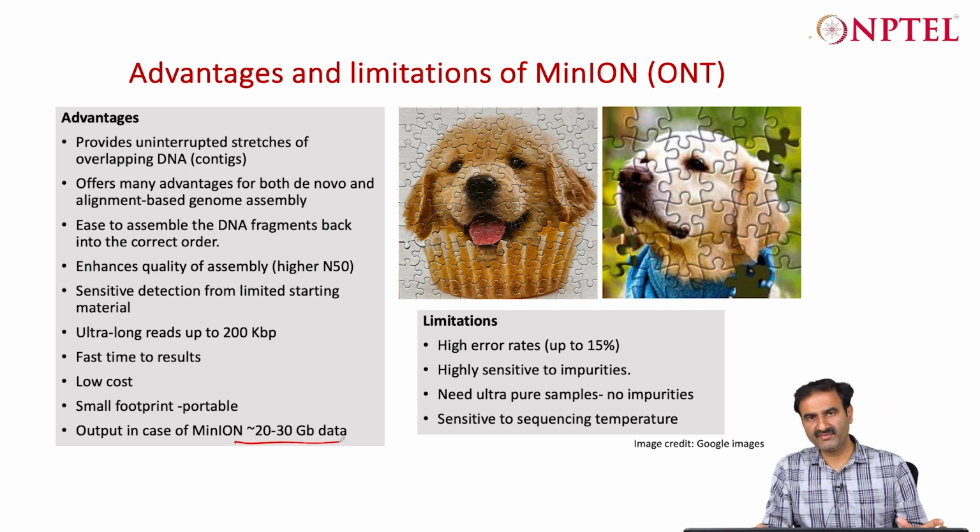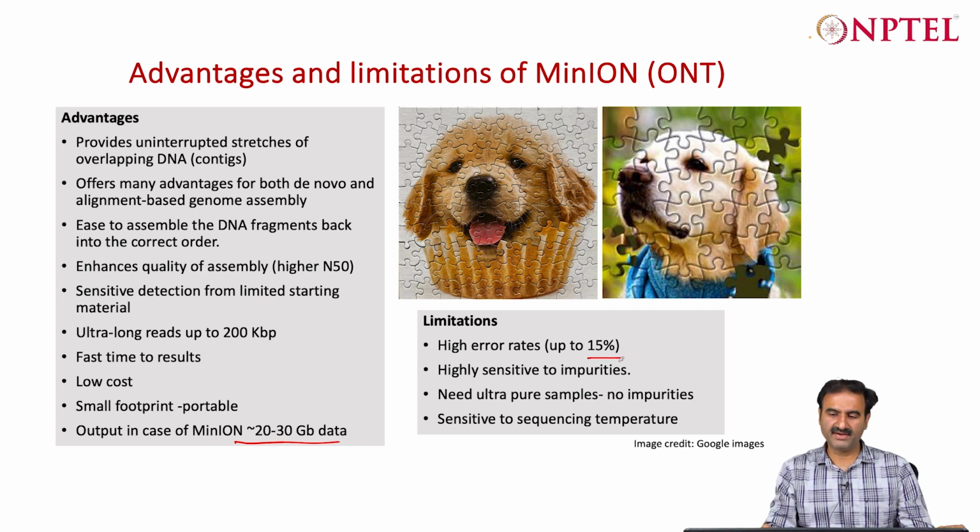For example, from one of these devices you can get almost 20 to 30 GB of data. If your genome is 1 GB and you're getting 20 to 30 GB of data, that means 20x or 30x coverage for your genome. That is good enough for a decent assembly, which can be taken up further for the chromosomal level assembly by Hi-C. It is low cost, and the error rate is high, but that can be taken care of by the short read sequencing.